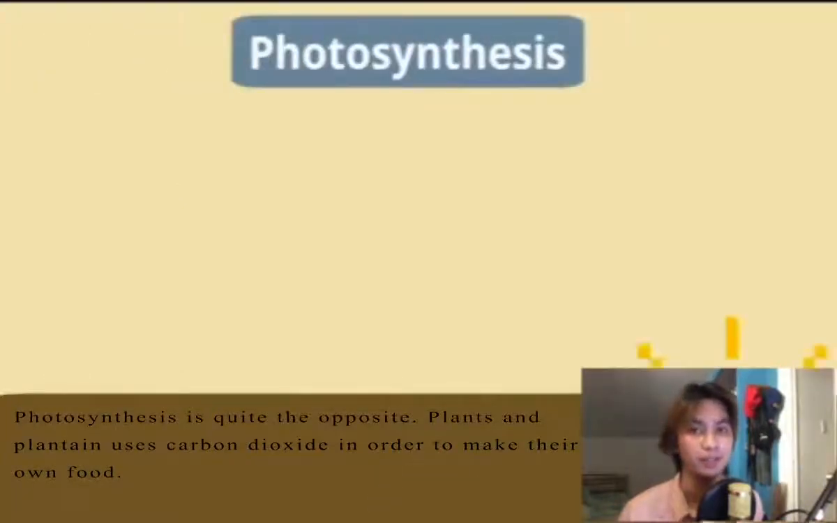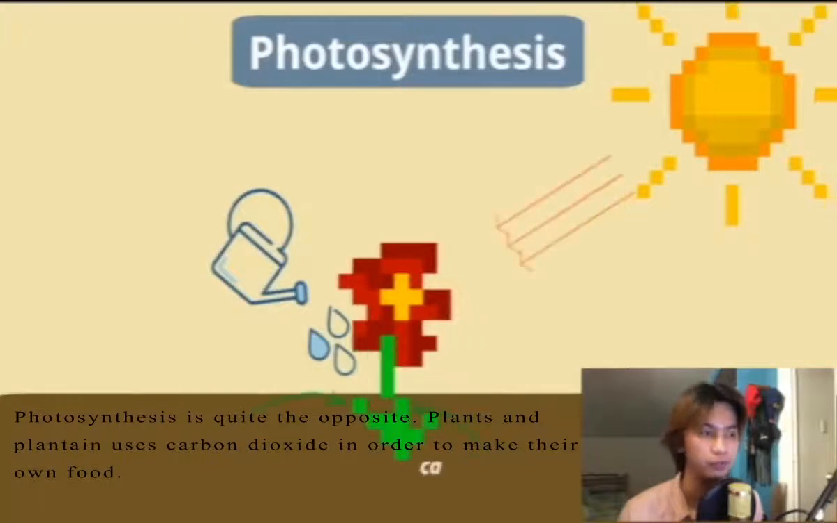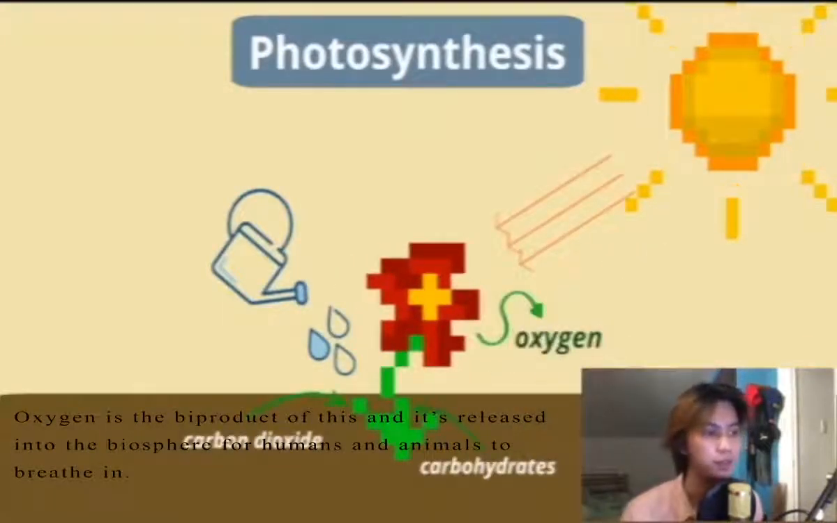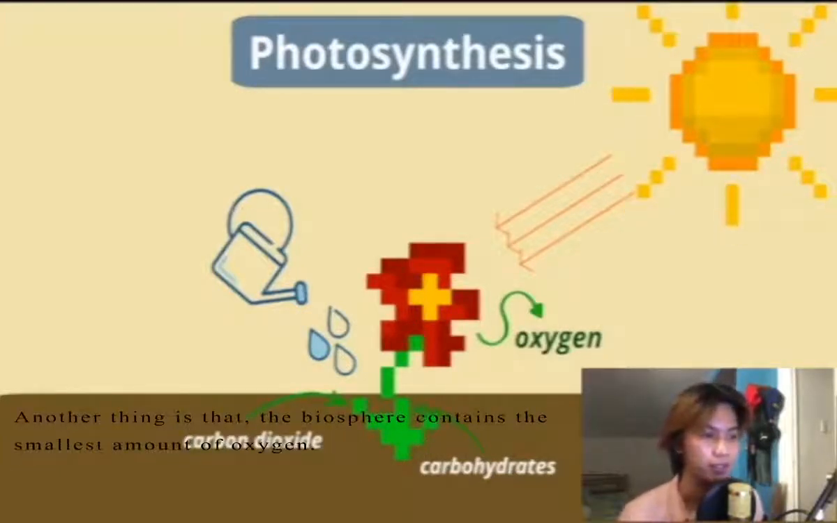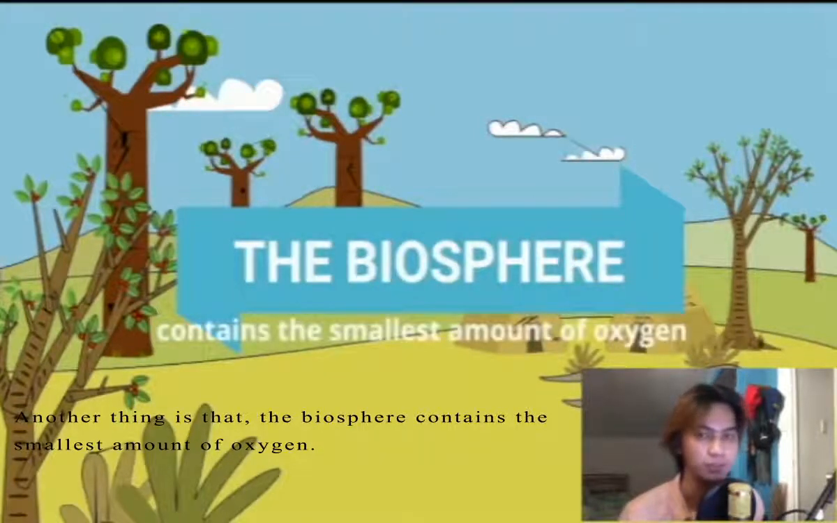Photosynthesis is quite the opposite. Plants and plankton use carbon dioxide in order to make their own food. Oxygen is the byproduct of this, and it's released into the biosphere for humans and animals to breathe in. Another thing is that the biosphere contains the smallest amount of oxygen.